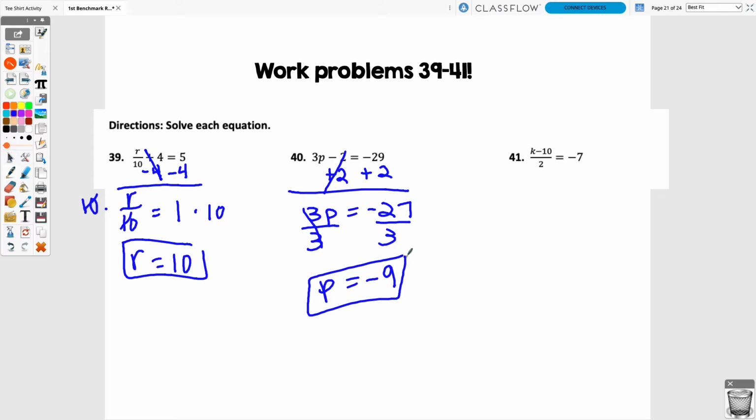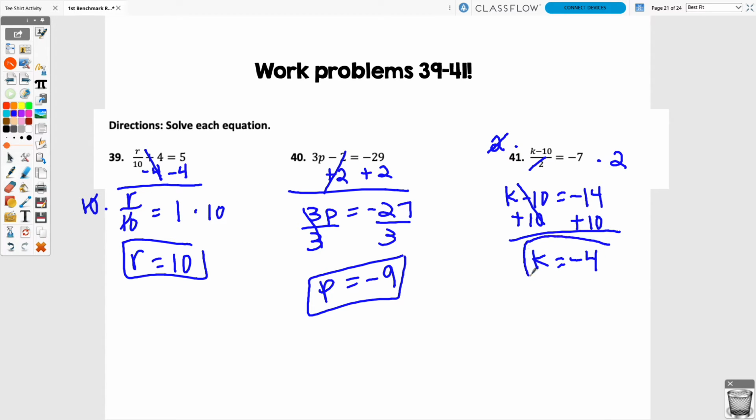All right, and then 41. Landon, what's my first step on this one? You multiply, divide 2. Yes. Good. We want to get rid of that 2 that's in our denominator first. Remember, we always want to get rid of the number that's most by itself, so that would be that 2. Since k minus 10 is all being divided by 2, I need to multiply by 2 first. So that's going to get rid of my 2s because they would simplify. I'm going to bring down my k minus 10. And then negative 7 times 2 should give me what? Negative 14. All right. And then Landon, what's my last step? You add 10 to negative 14. Good. All right. So negative 10 and positive 10 cancel. And k should equal negative 4 for that one. Questions on that one?